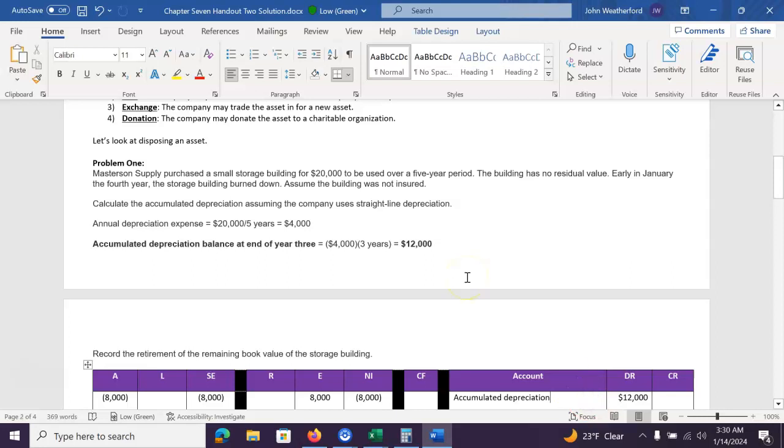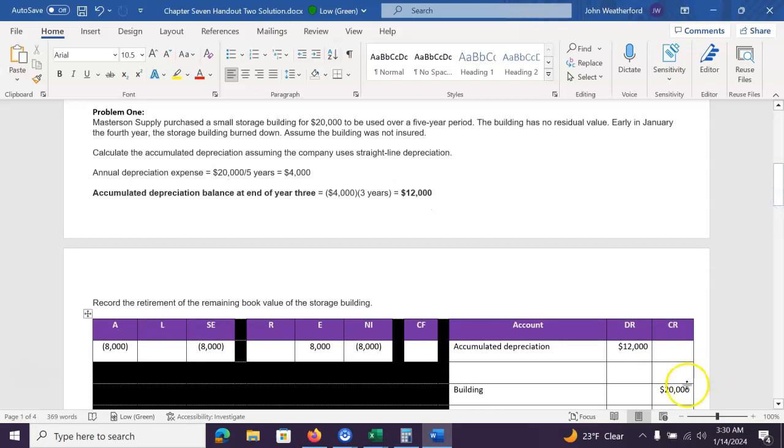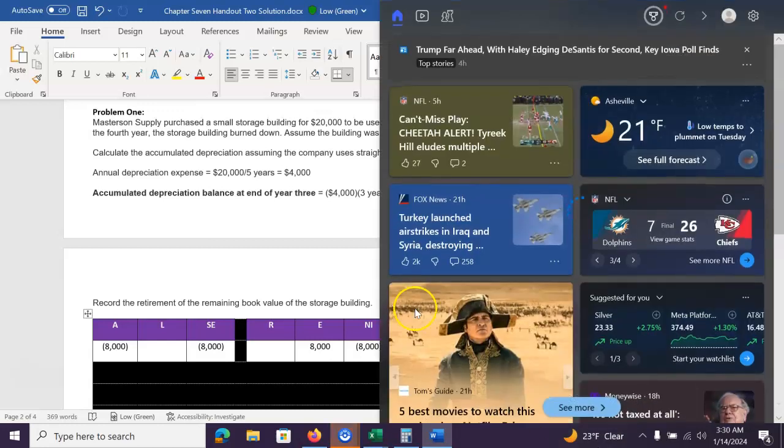Now, what other accounts are on the books associated with this storage building? Well, it's the building itself at its cost of $20,000. Went on the books as a debit, like any other asset. To take it off the books, we'd have to credit the building account for $20,000. Now, you're probably noticing the entry doesn't balance, right? We know the debit side and credit side have to equal. So here, to balance the entry, we need more on the debit side.